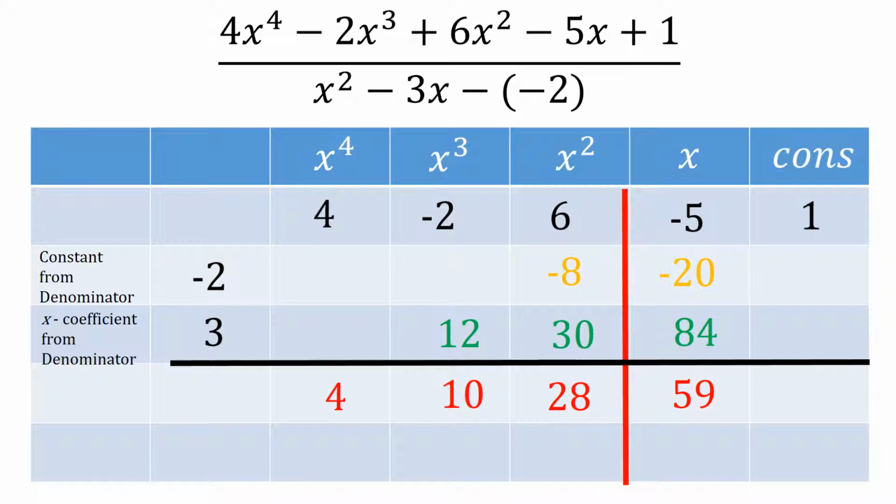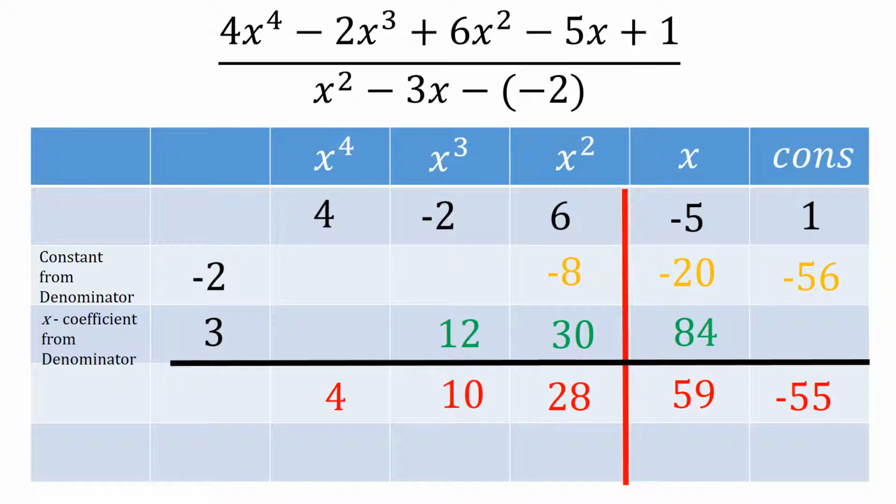Our final step in building the synthetic division table is to multiply the -2 times the 28 and put the result where the yellow arrow indicates, and -2 times 28 is -56. And now we may add these numbers together, 1 plus -56, and we get -55.